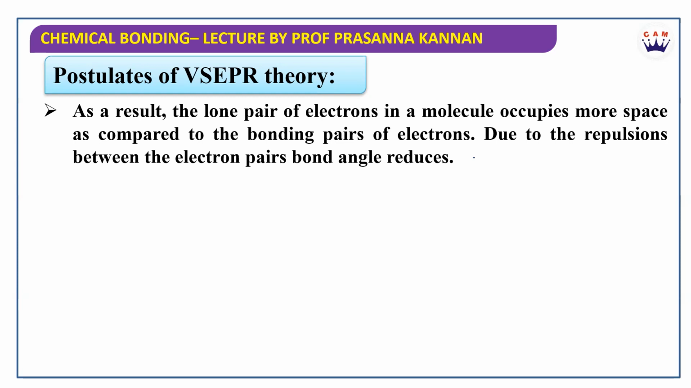So the angle is not 109 degrees 28 minutes. The angle between the 2 bonds in ammonia will be less than that, approximately 106.5 degrees. So the angle is reduced. Why? Because of the repulsion from the lone pair on the bond pair of electrons.